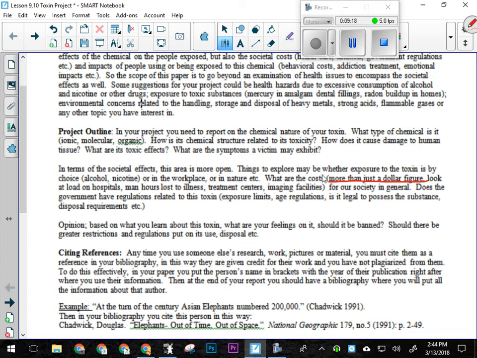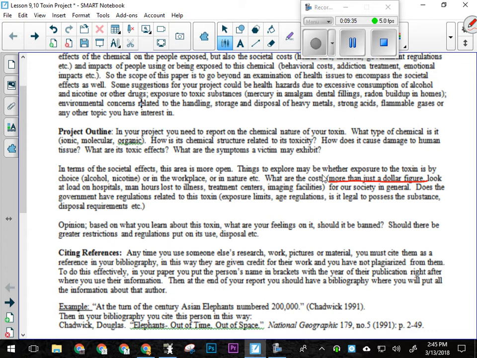Okay. Treatment centers. We got to build an MRI clinic or whatever. All of that comes from taxpayer money. Okay. So what are those costs to our society in general? Does the government have regulations related to this toxin? Are there exposure limits? Do you have to be a certain age to get it? Okay. Can you get it at all?